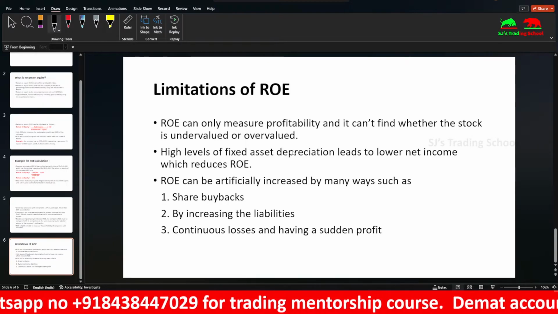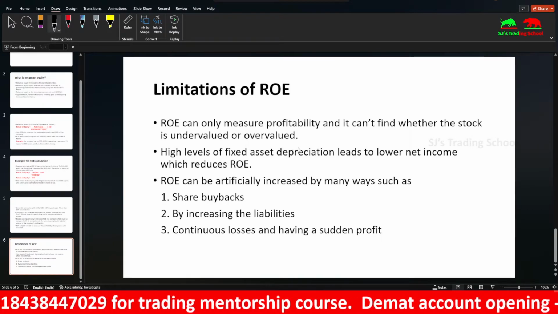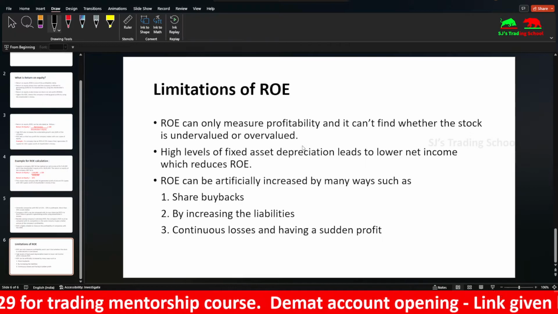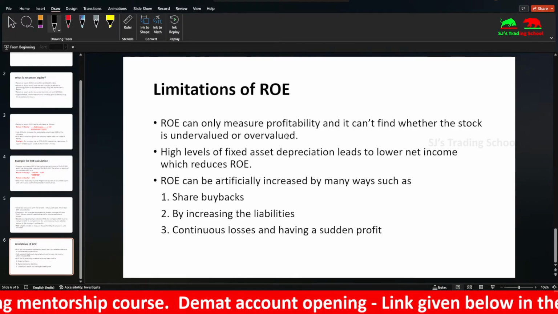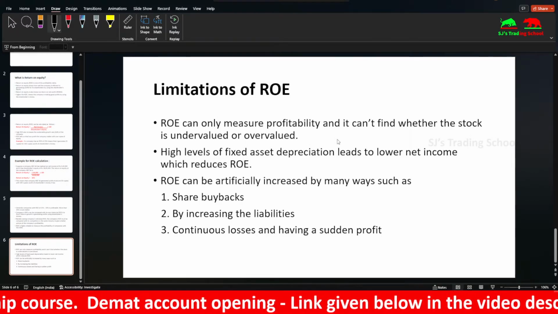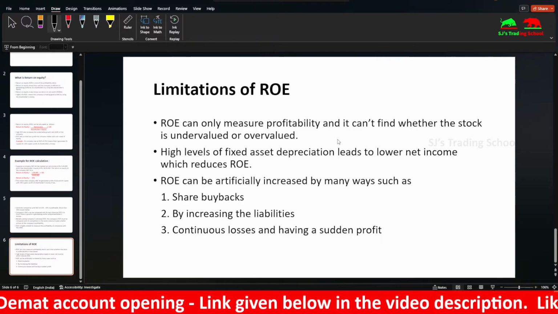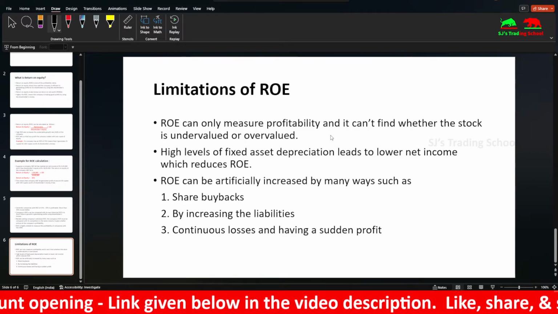So what are the limitations? Every fundamental ratio has its pros and cons, advantages and disadvantages. The disadvantage of ROE is that you can measure only the profitability. You can't say whether the stock is undervalued or overvalued, so it doesn't consider the market value.